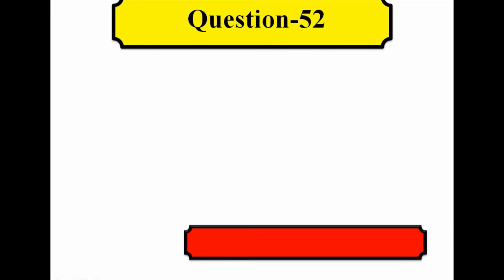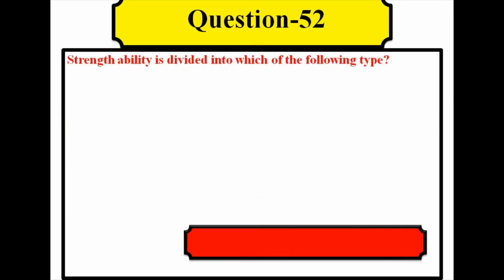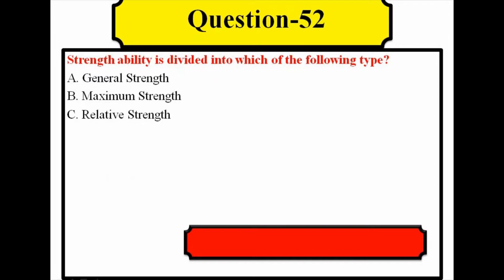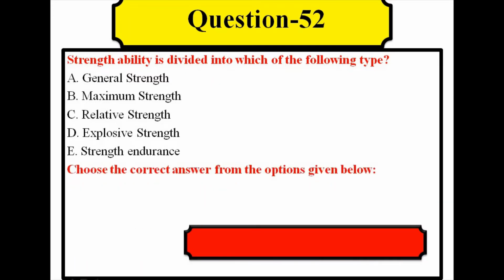Question 52. Strength ability is divided into which of the following types? A. General strength. B. Maximum strength. C. Relative strength. D. Explosive strength. E. Strength endurance. Choose the correct answer from the options given below.